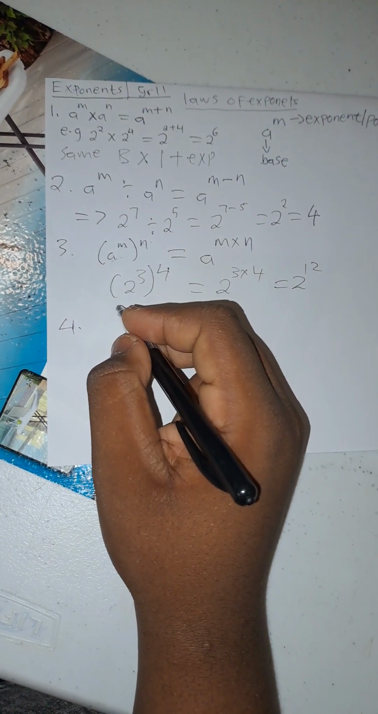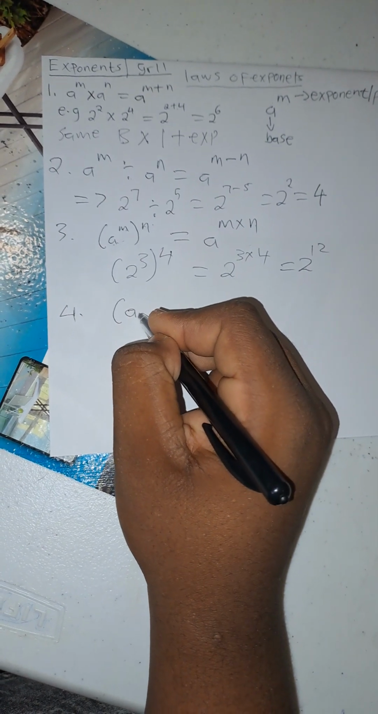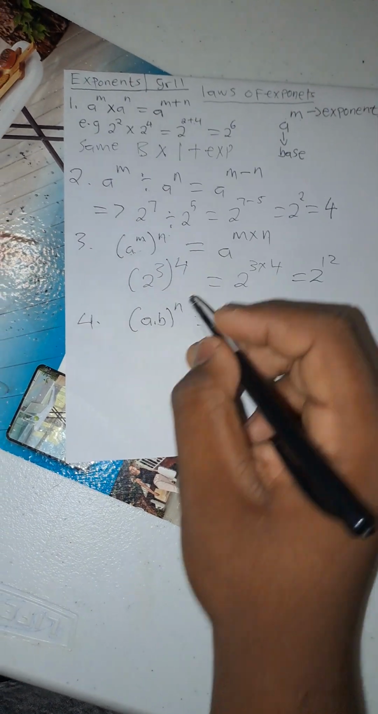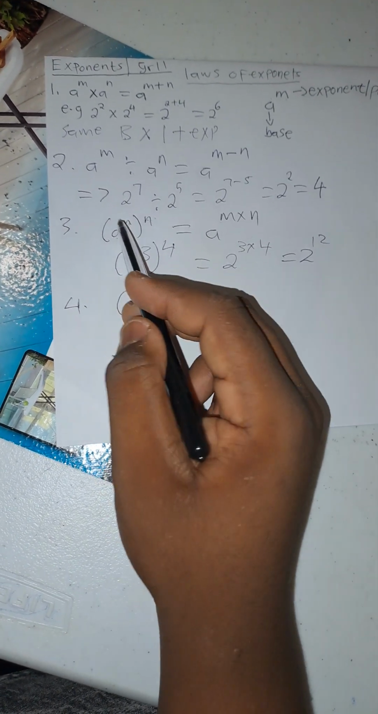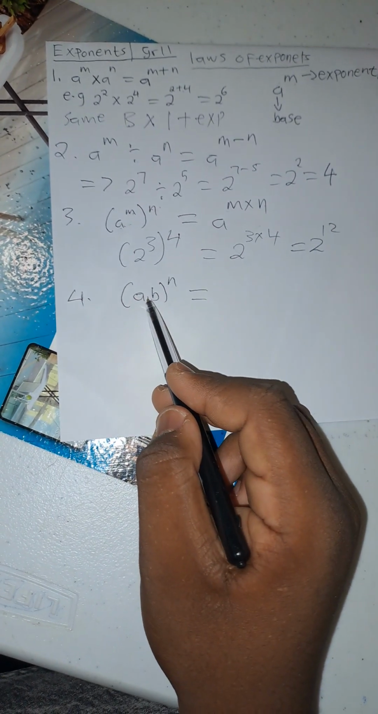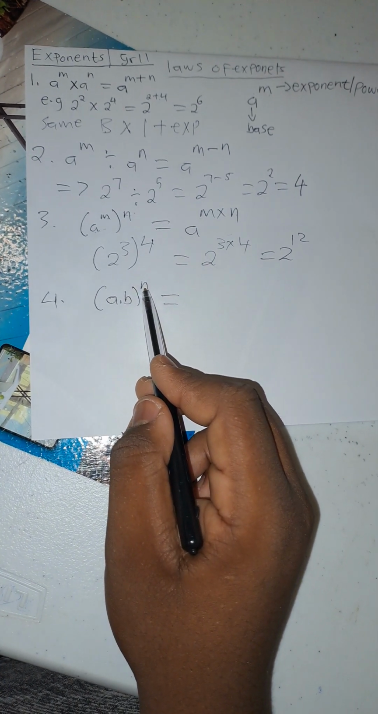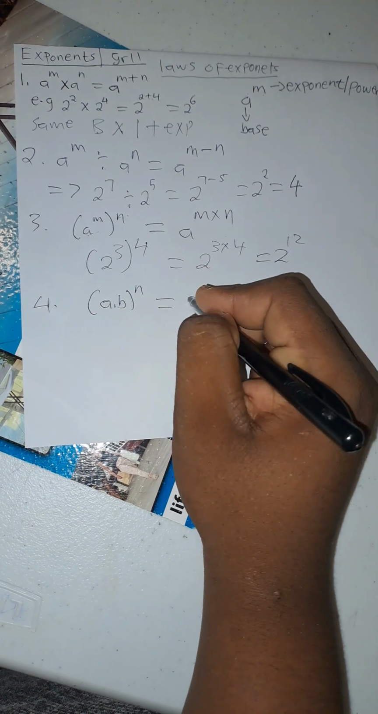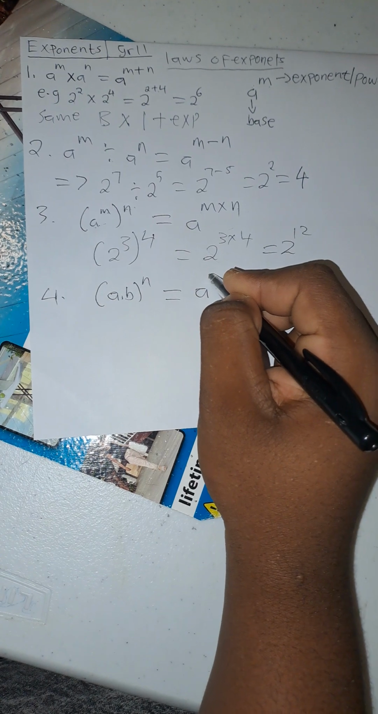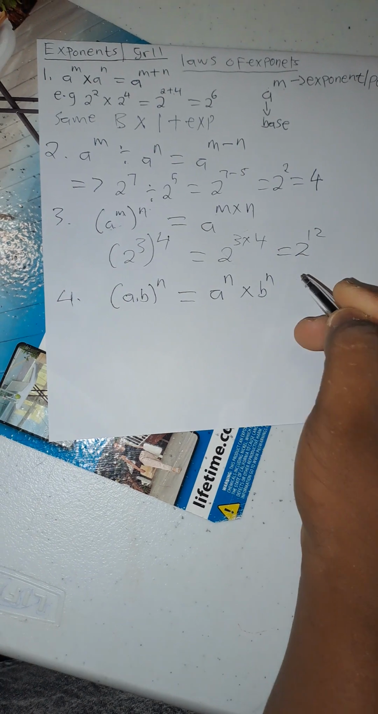Let's now check this one. Okay, so let's just say we have 2 bases inside one bracket. So (a times b) to the power of n equals, now since there are two bases inside the bracket and an exponent outside, which is going to be what? It is going to be a to the power of n times b to the power of n.